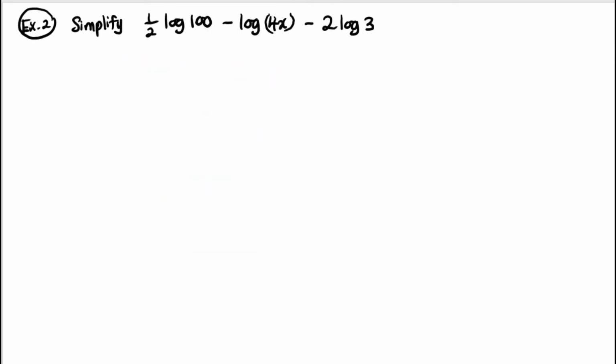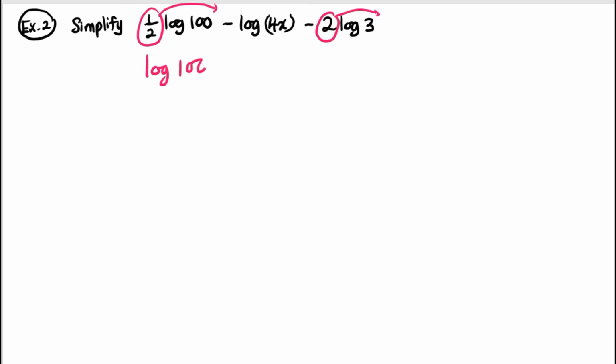Suppose we have these logarithm expressions, right? We want to simplify. So firstly, if you have a number here, we want to bring it up here, right? So you bring that, and it will be something like log 100 to the power of 1 over 2, minus log of 4x, and then you minus log of 3 to the power of 2.